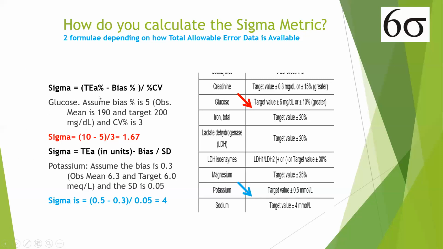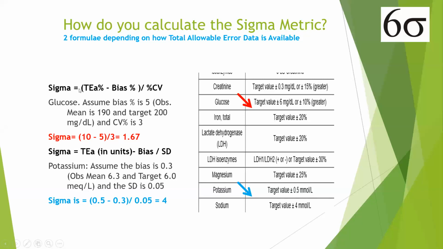Suppose you got a value, your mean is 190 and your target value is 200. Your bias is about 5% because it is what? 200 minus 190, right? Bias is 10. The formula is total error minus bias upon CV. Total error is 10, bias is 5%, and the CV you're obtaining is 3. So 1.67 is your sigma.